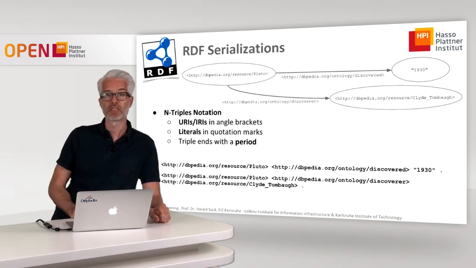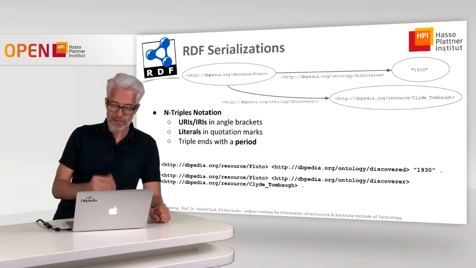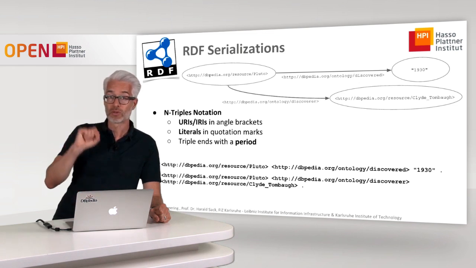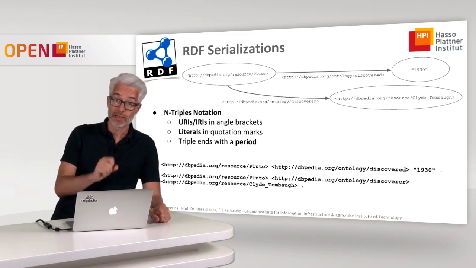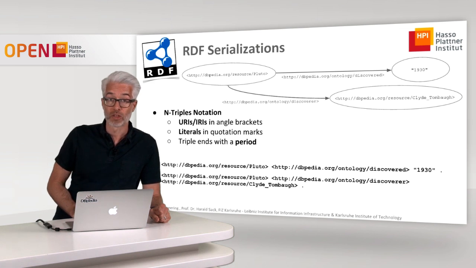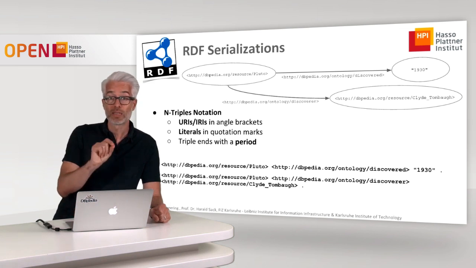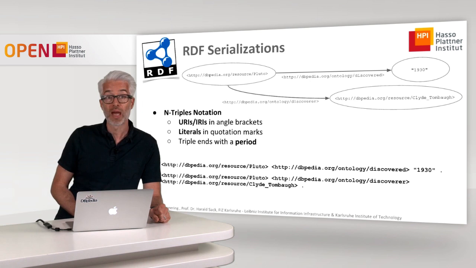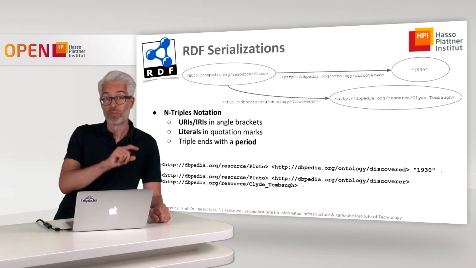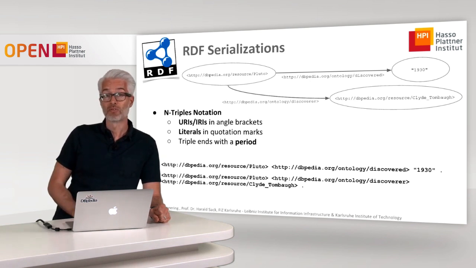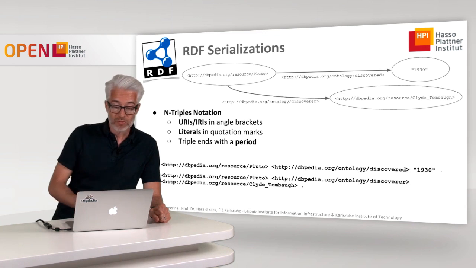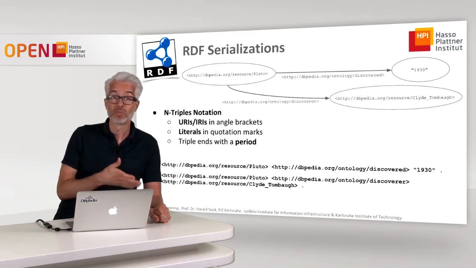So we have here the two facts. Pluto has been discovered in 1930, fact number 1. Second fact, Pluto has the discoverer Clyde Tombaugh. So the first one has a literal as an object, the second one a URI as an object. Quite easy, but you already see here that, for example, we have to repeat the URI of the subject all over again. And here we are using, for example, URIs from DBpedia.